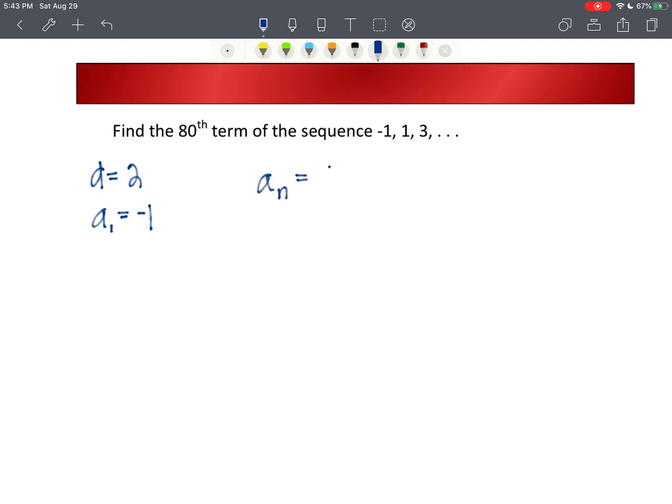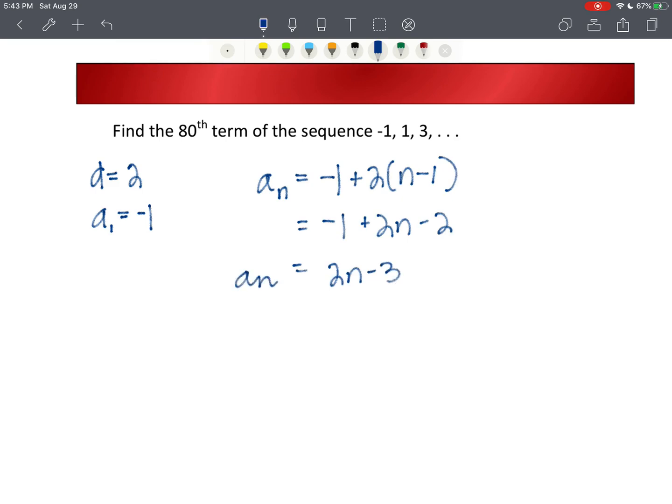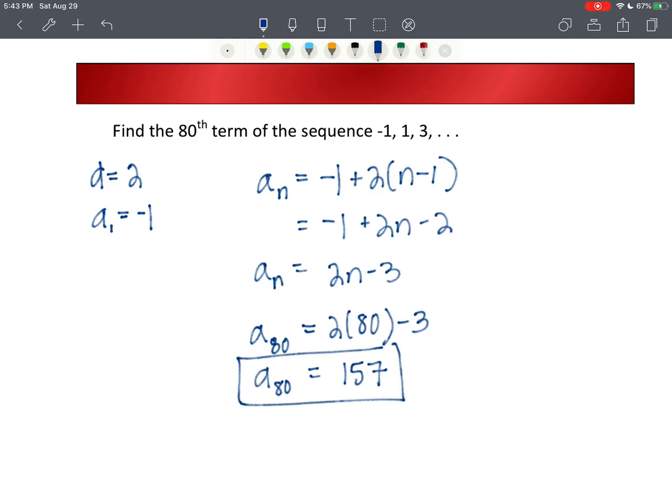A sub n is equal to 2. Got that backwards. Negative 1 plus 2 times the quantity n minus 1. Negative 1 plus 2n minus 2, which is 2n minus 3. The 80th term, that's a sub n. The 80th term means put an 80 in for n. And 160 minus 3 is 157. And that's the value of the 80th term.